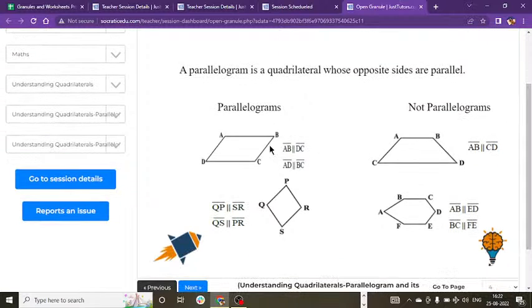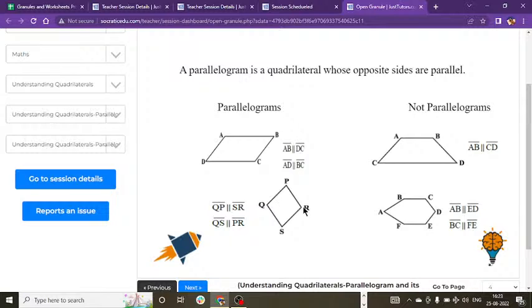Okay, now let's move on to the second one. It's another figure, a quadrilateral. You can even call it a rhombus, rhombus PQRS. So here PQ or QP is parallel to SR or RS. So these two are parallel, and when we talk about the other sides, here we have QS and PR. These two sides are also parallel.